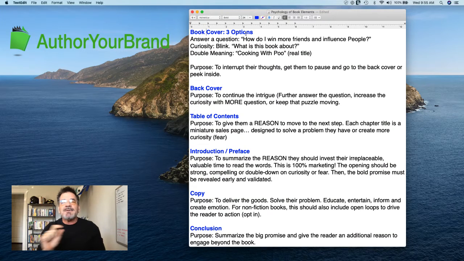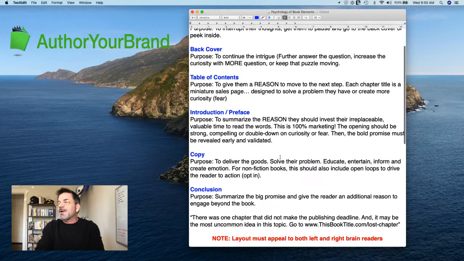So each chapter title must continue this front and back cover. Either it's going to create more intrigue, more curiosity, or, most likely, give them some clues as to what they can expect that they can use to help them. Whether it's entertaining or solution oriented, the table of contents must give them a reason to take the next step, which is the part we want to talk about today, the introduction or preface, right? These are critical things to understand.